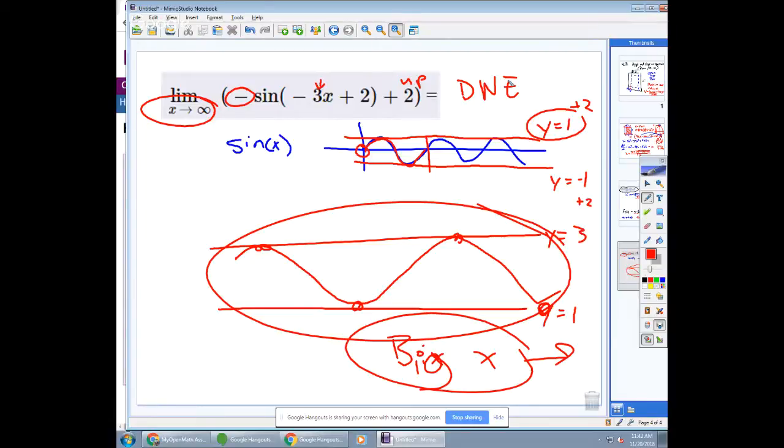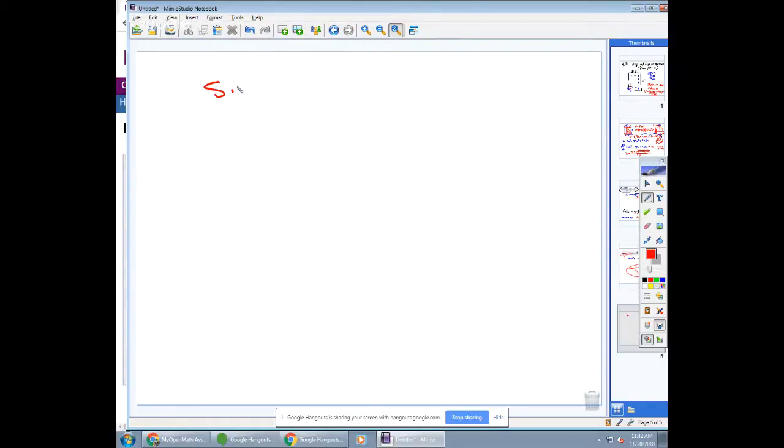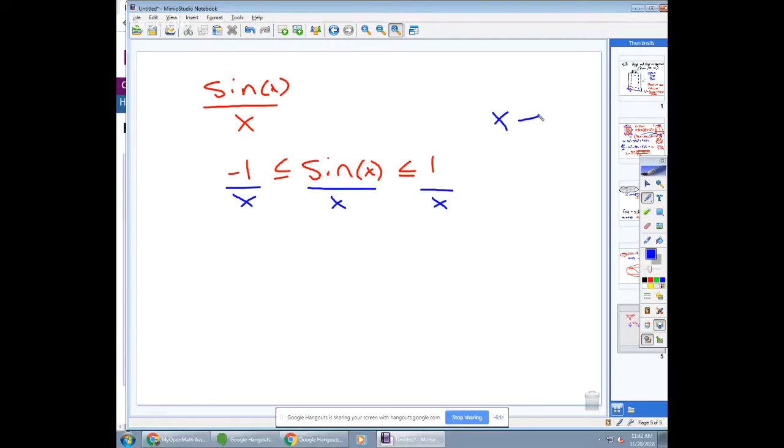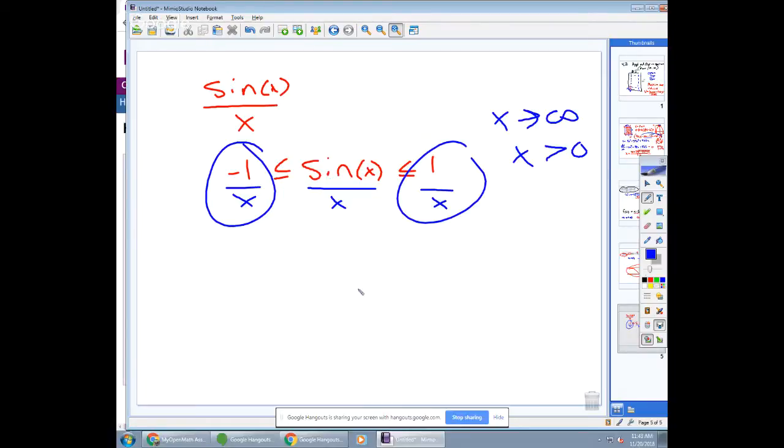If you're like sine x over x, would it approach 0? Yeah, we looked at that last class. So if we were looking at sine x over x, the constraint there, if you think about it, normally the sine of x is stuck between 1 and -1, right? If I divide this entire thing by x, now I have to make an assumption here. I'm looking at x getting big, which means x is definitely greater than 0. So I don't have to worry about flipping my inequalities here, all right? That means the sine of x is trapped between -1 over x and 1 over x.